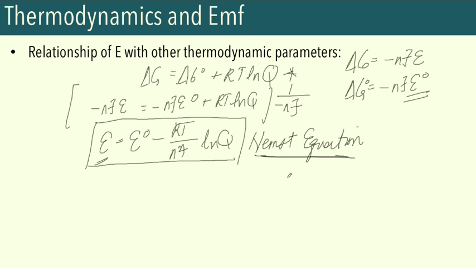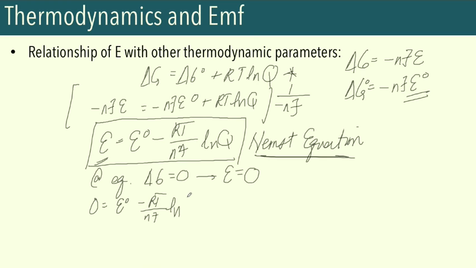Again, at equilibrium, we know that delta G is going to be equal to zero. This also means that our cell potential is going to be equal to zero. Overall, we have zero is equal to E naught minus RT over nF ln Q. Our Q is going to be equal to our equilibrium constant K. This gives us a relationship between standard cell potential and our corresponding equilibrium constant. Our standard cell potential is going to be equal to RT over nF ln K.